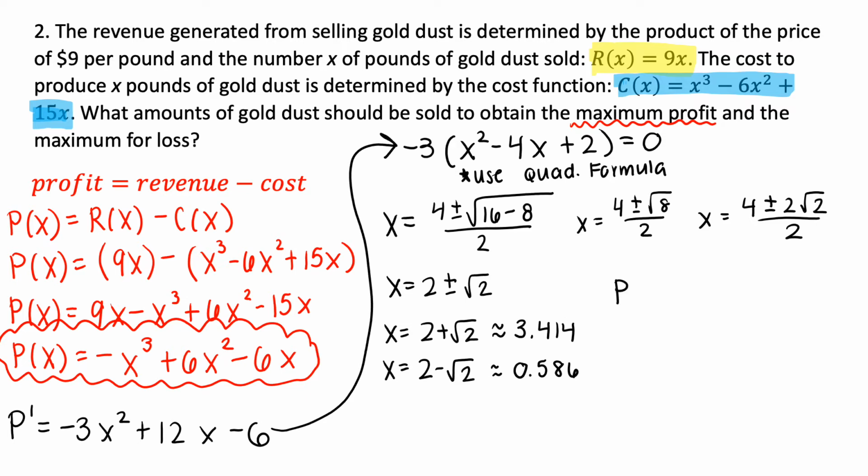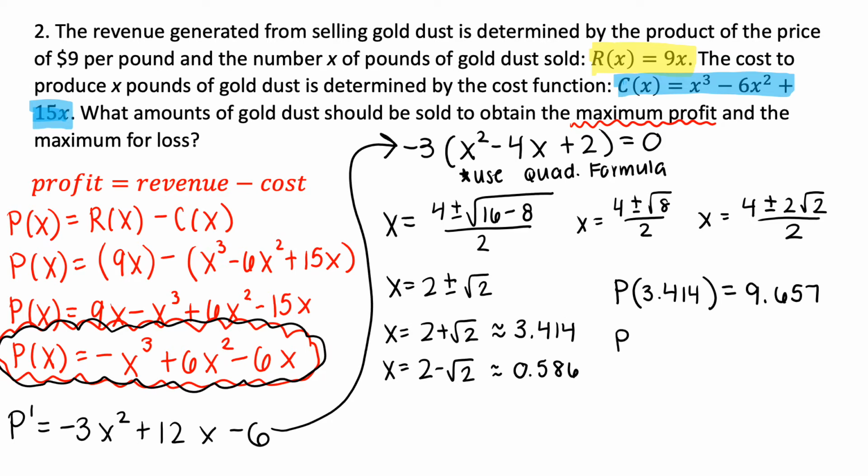So plugging into our profit equation, 3.414. Give you guys a second to grab your calculators. When you plug that in, you should get 9.657. Feel free to pause me, go ahead and try, make sure you get that. And when we plug in 0.586, we should get negative 1.657.